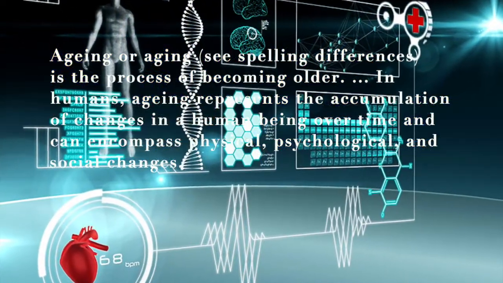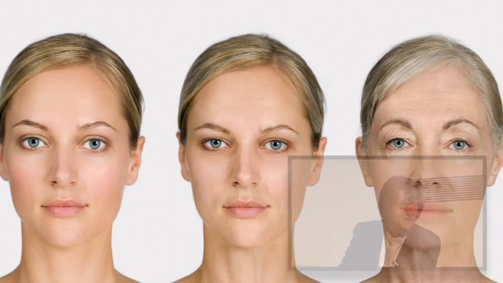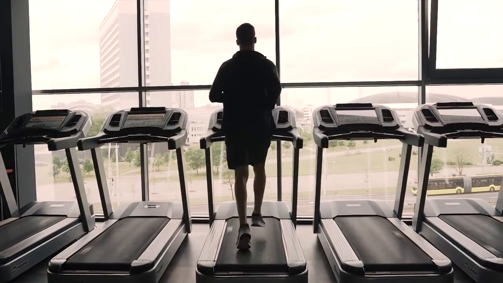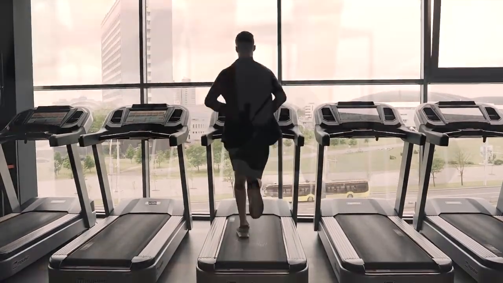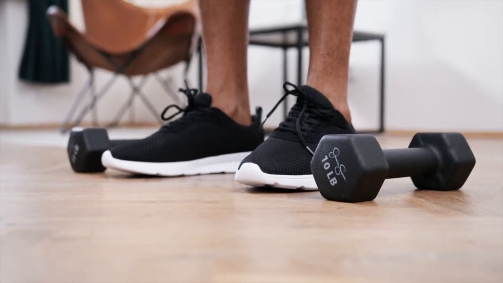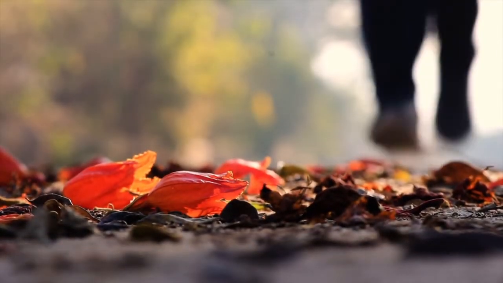So we need a definition of aging. Aging is not just a number, it's not just adding another candle to your birthday cake each year. And this is the one that I use. It's the increasing frailty of an organism with time that reduces your ability to deal with stress, resulting in increased chance of disease and death. And I'd ask you to bear that in mind as we go through the talk.